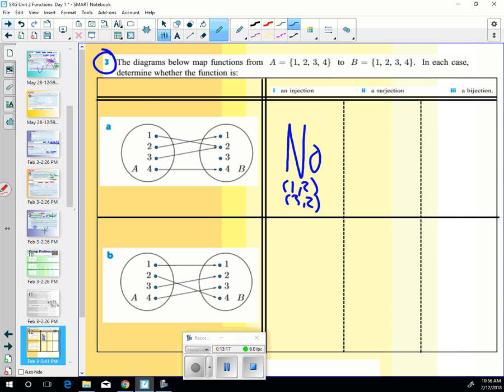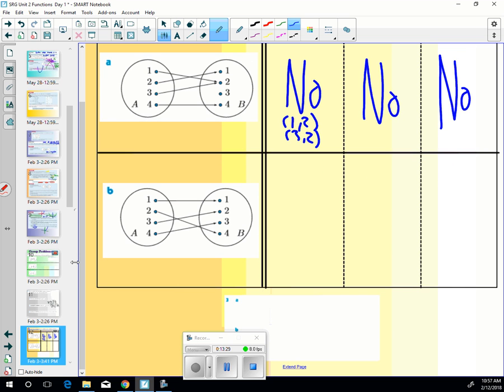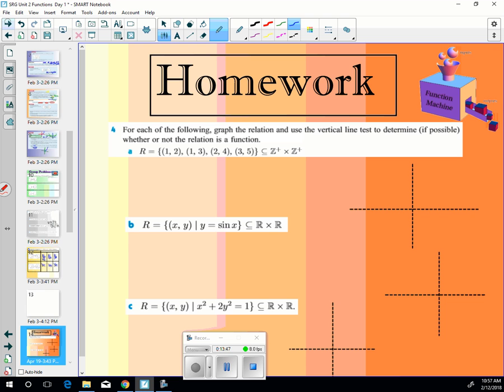Are there any not being used? Yeah, so this would be no as well. So this is a no, no, no. How about this one? Is it a function? Does every x go somewhere? Yeah. Is the inverse a function? Yeah, so this one's yes. Every y goes to one x. Are they all used up? Yep. So this one's a yes, yes, yes. Now you should be ready to go on these assignments.